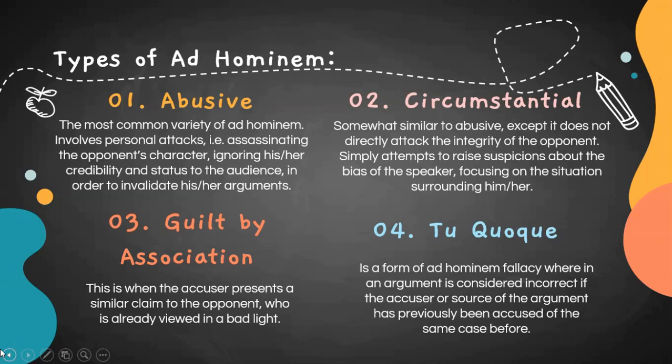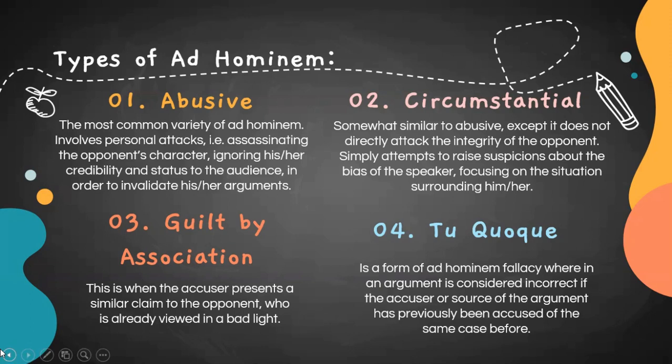And the last is tu quoque. Tu quoque in Latin means "you too." It is a form of ad hominem fallacy wherein an argument is considered incorrect if the accuser of the argument has previously been accused of the same case before. This is usually used to deflect the ad hominem attack back into its source, instead of refuting the truth of the accusation.